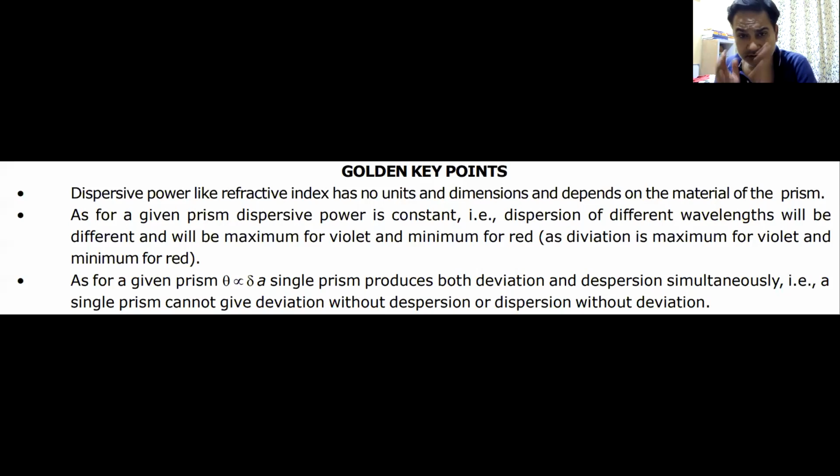Well then, this prism topic is almost over. Let us go through the golden key points, the important points about this chapter.